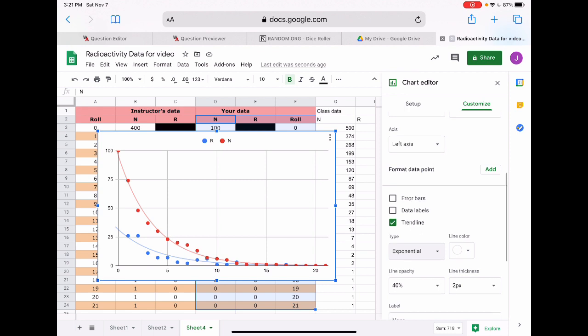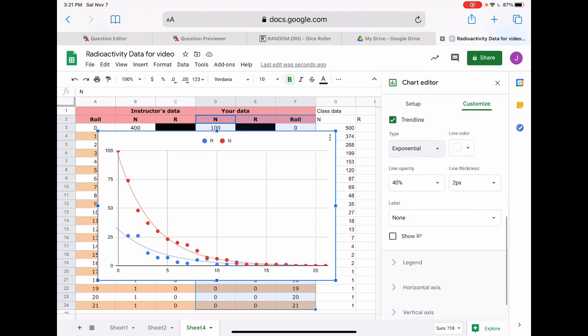And then scroll down just a little bit more, and you'll see it says label. We want to use the equation. And there we go. We have got what we need. We've got our equation here for N and R. We've got the exponential decay. And notice that's exactly what it is, exponential decay.